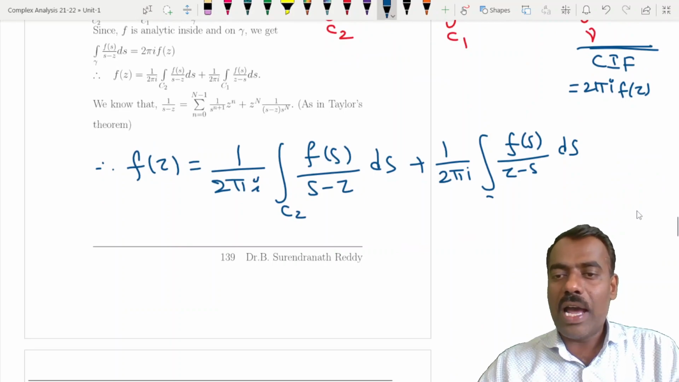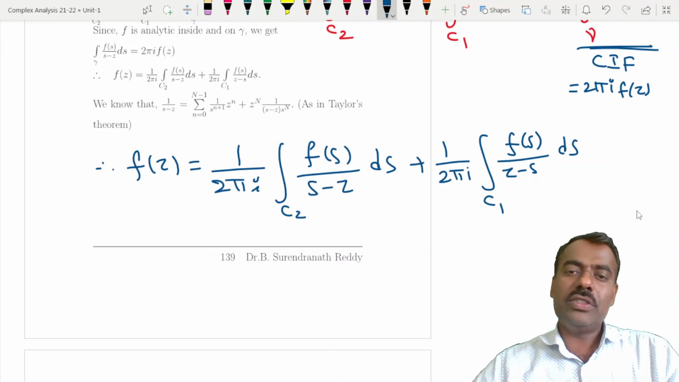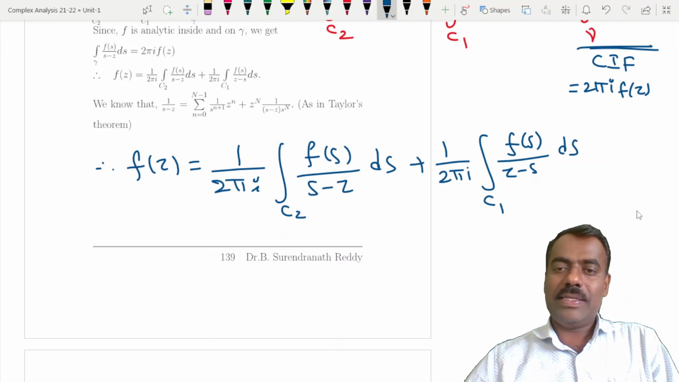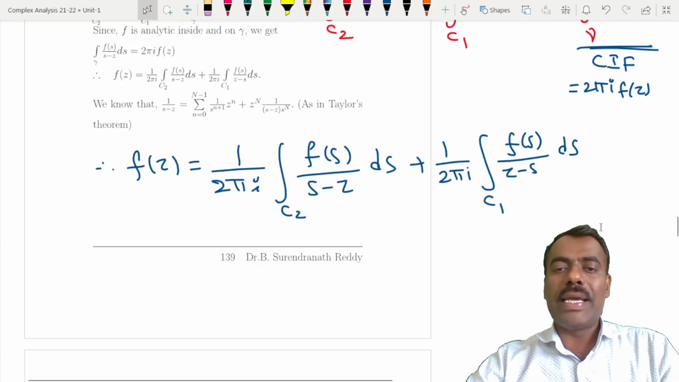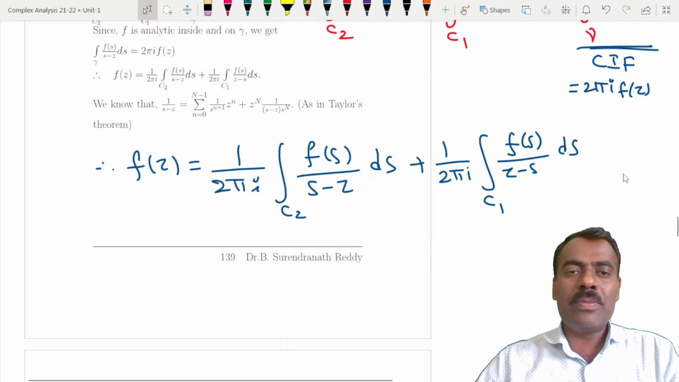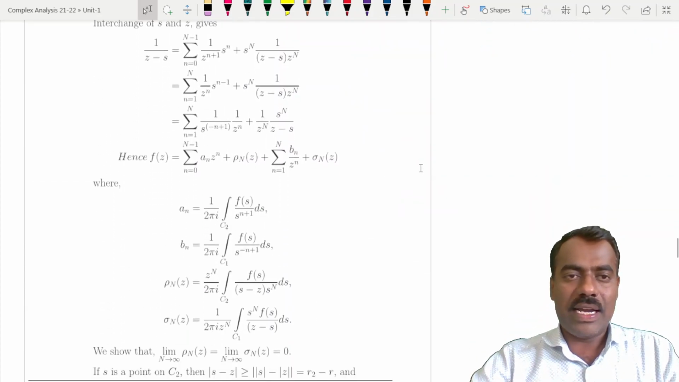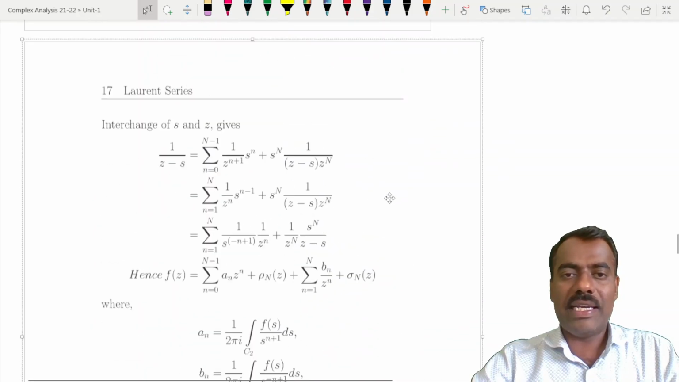Earlier in the Taylor series we had only one, here we have two. Remember here s minus z and z minus s, and that plus is here. So we have to do it two times. That's all, there is nothing different. The calculation looks bigger, but you use the same formula and substitute. I'll skip those things; you can do it from here. We have explained it in this PDF file, because I don't want to spend much time.